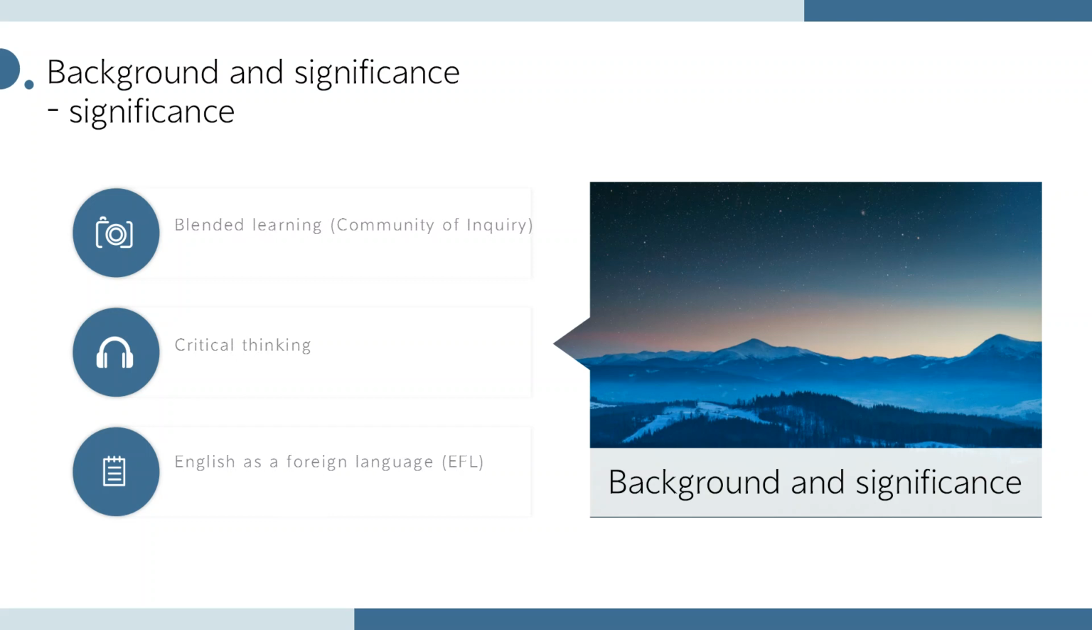Blended learning, defined by Picciano and Graham 2006, is a combination of face-to-face instruction with online learning. Community of Inquiry, proposed by Garrison in 2000, provides a theoretical framework for the design, implementation, and evaluation of blended learning. Blended learning combines advantages of both face-to-face learning and online learning, and has become the trend in higher education.